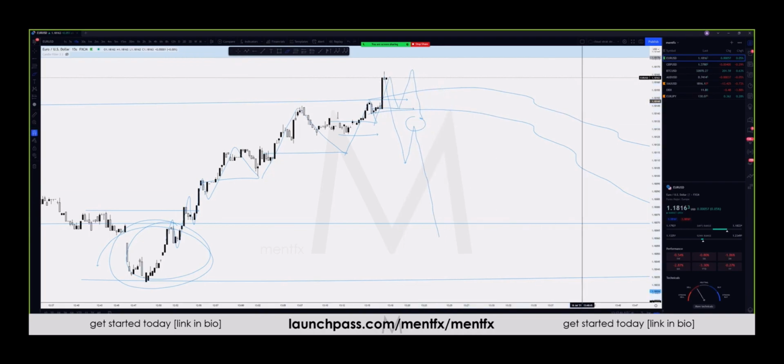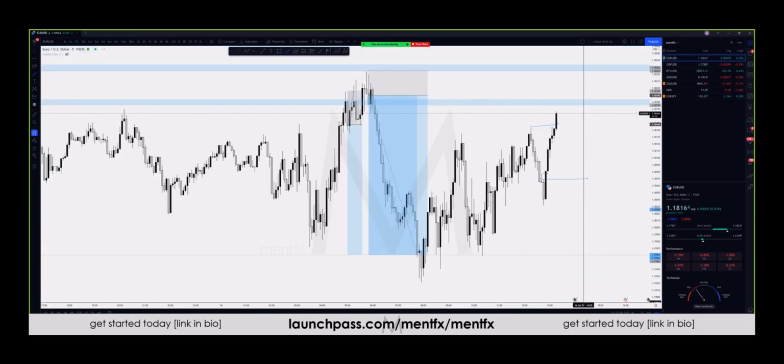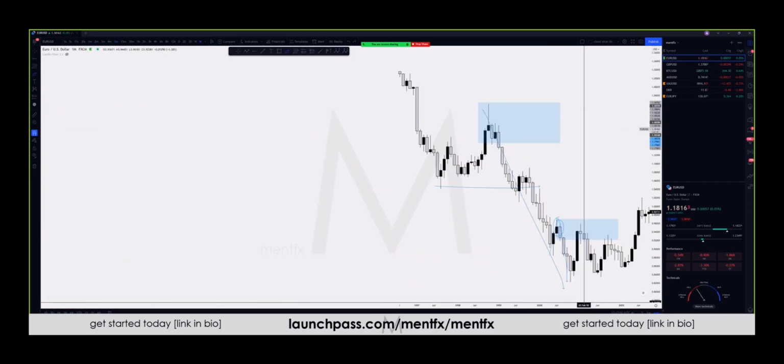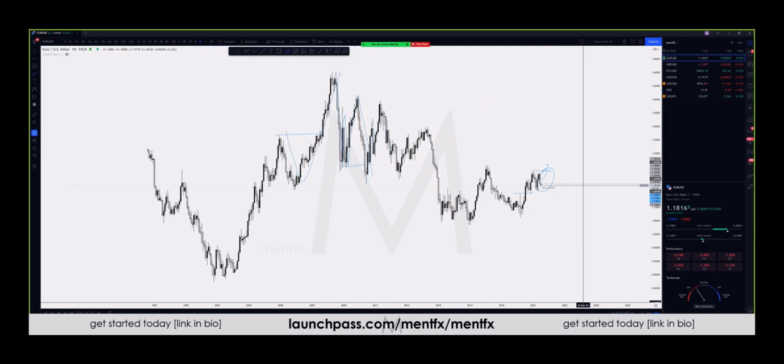No difference. There's no difference. The time frames, there's literally just no difference. That's pretty much it.